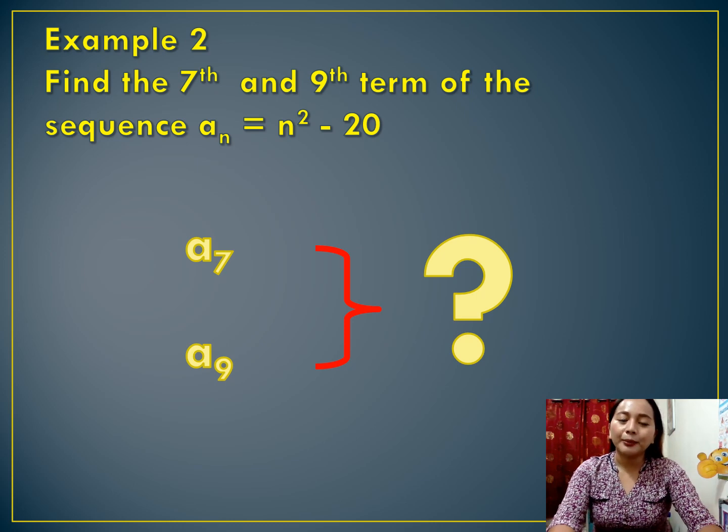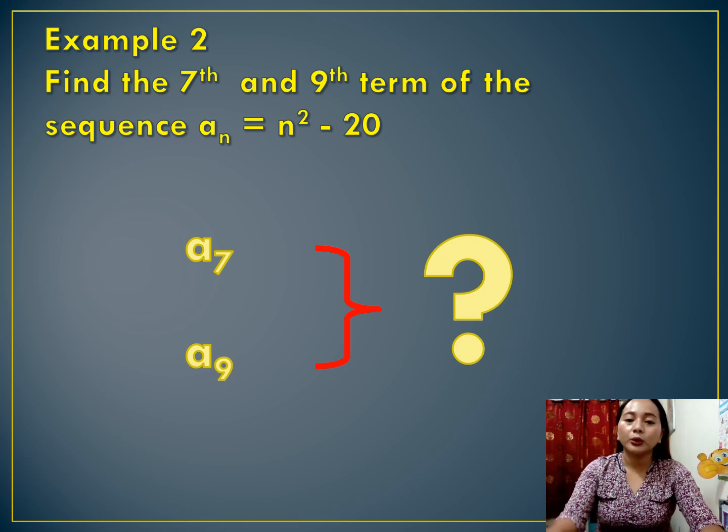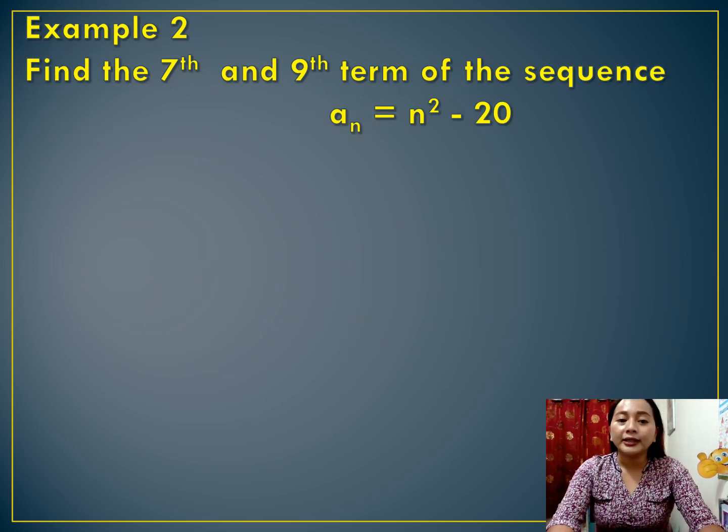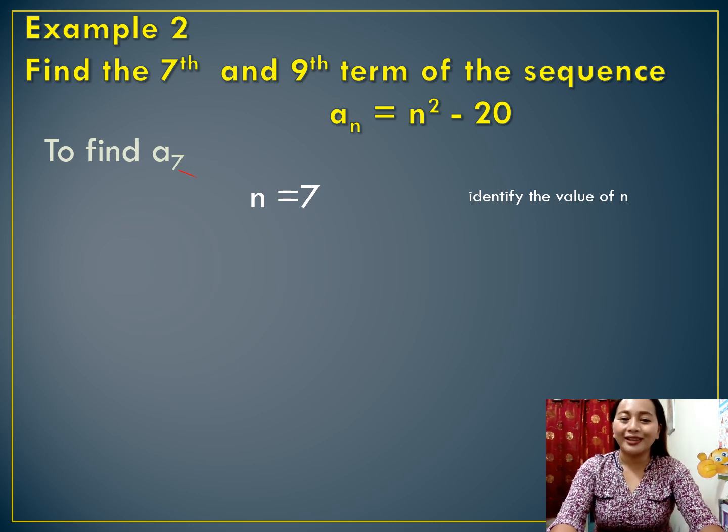Let's have example number 2. Find the 7th and 9th term of the sequence a sub n is equal to n squared minus 20. So at this time, we are going to find the a sub 7 and the a sub 9 only. So find the 7th term. To find the 7th term, the value of n at this time is 7. That's correct because we are looking for the 7th term.